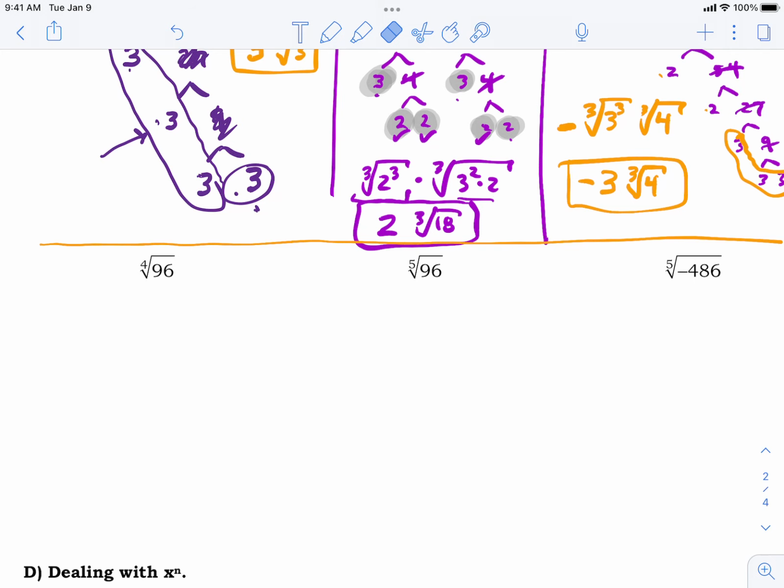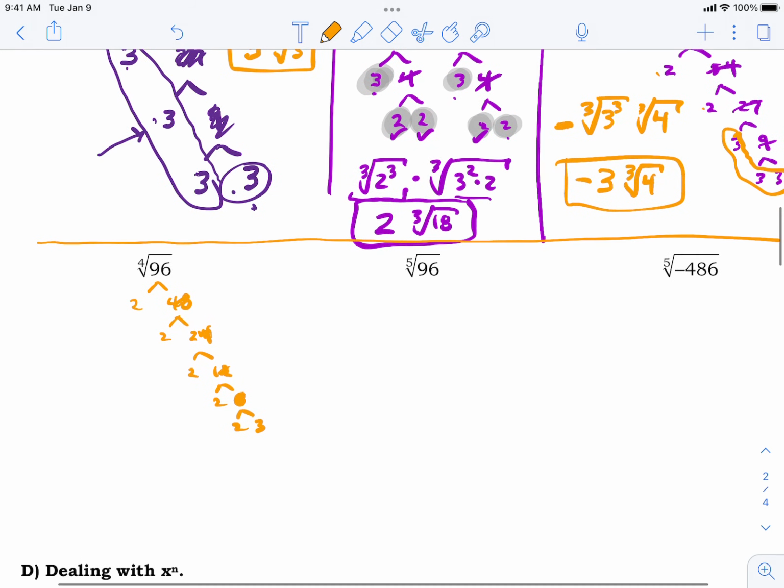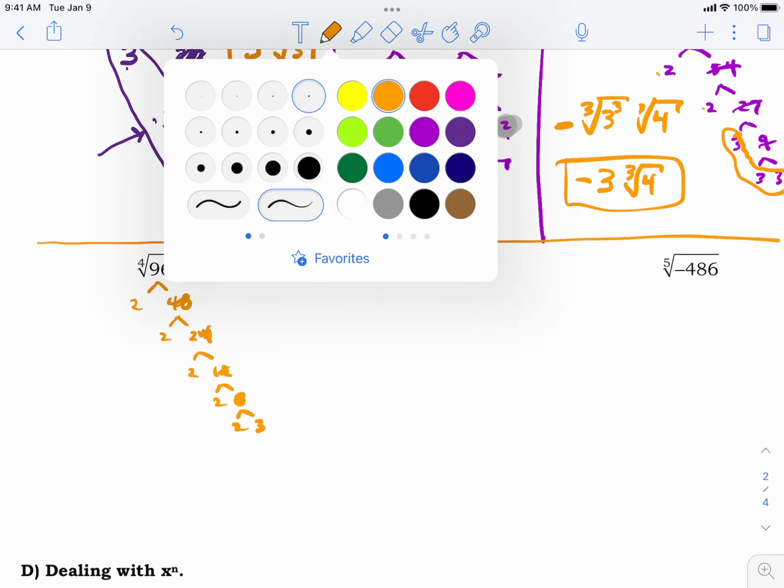Anyway, you ready? 4th root of 96. I'm going to start by prime factorizing. I can divide by 2. That would give me a 48. 48, I can divide by 2. That would give me a 24. 24, I can divide by 2. That would give me a 12. 12 is 2 times 6. 6 is 2 times 3. So, these numbers have been broken apart. Don't look at those. But what do we got here? We got all kinds of stuff.